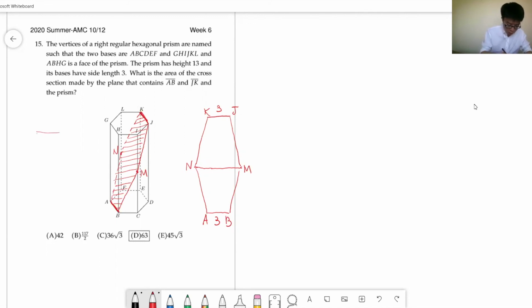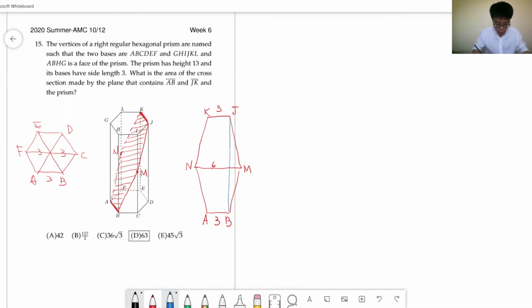Let me draw a regular hexagon here. So FC is twice AB because I can connect these diagonals. It divides the hexagon into six identical equilateral triangles. So AB is 3, so FC must be 6. And FC is equal to MN, okay? Because M and N are middle points of IC and LF. So MN is also 6. So our goal is to find this height.